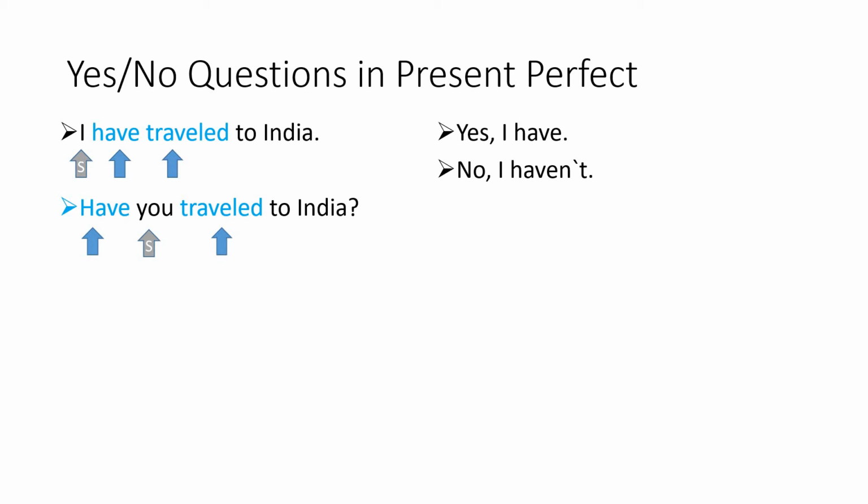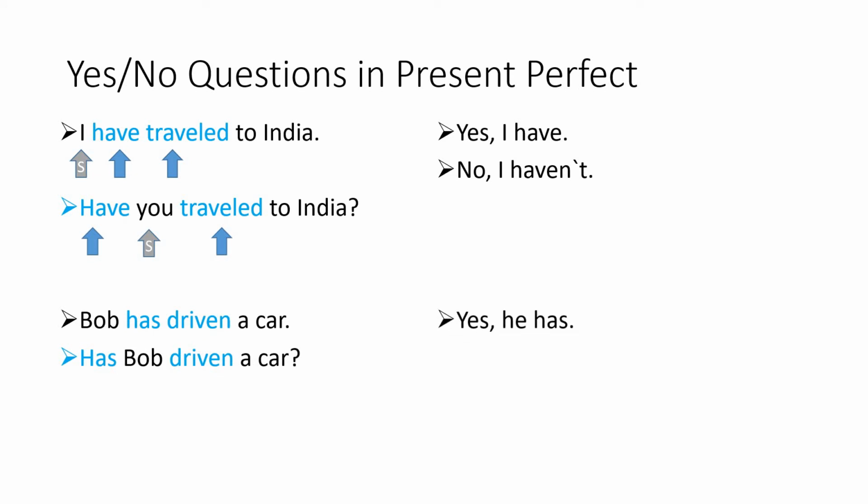If we have a third-person singular subject, remember to use has instead of have. For example, has Bob driven a car? Correct answers are yes, he has, or no, he hasn't.